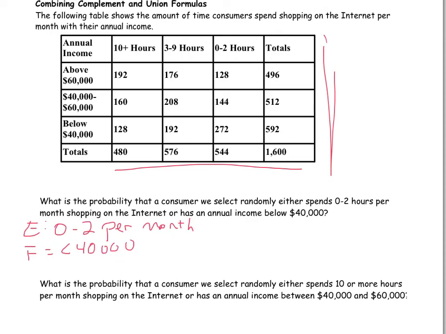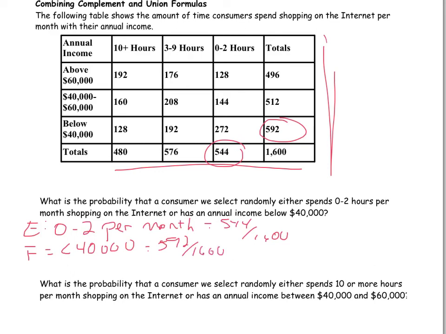So the probability of E is going to be equal to 544 out of 1,600, because that's how many people shop 0 to 2 hours on the internet. And the probability that they make below 40,000 is this number, which is 592 over 1,600.